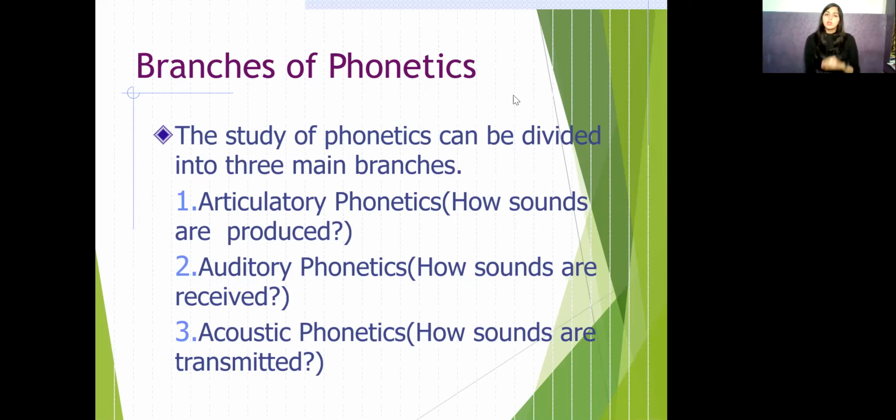Branches of phonetics. The study of phonetics can be divided into three main branches. I just said all the three branches: articulatory phonetics, how sounds are produced; auditory phonetics, how sounds are received; acoustic phonetics, how sounds are transmitted. So you can say articulatory is production, acoustic is transmission, and auditory is receiving.